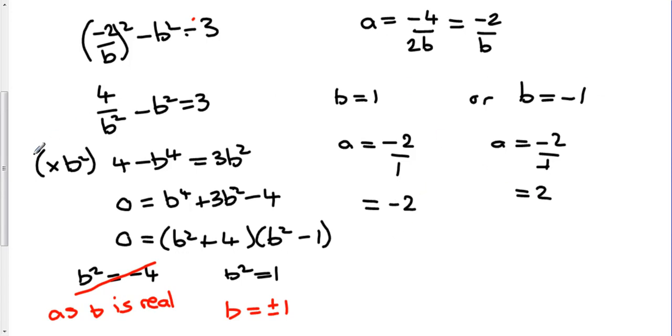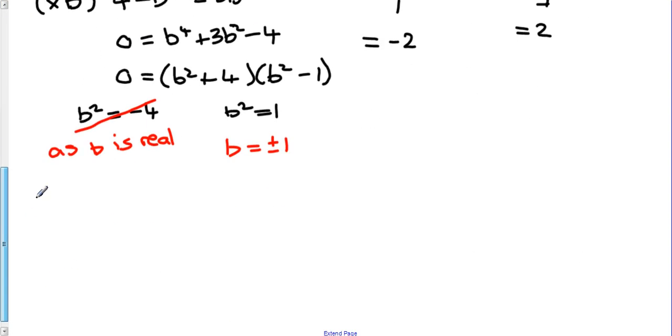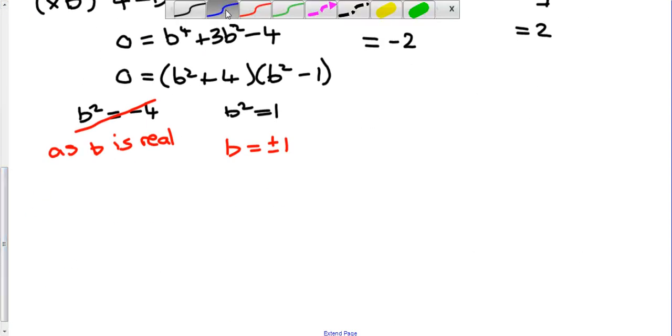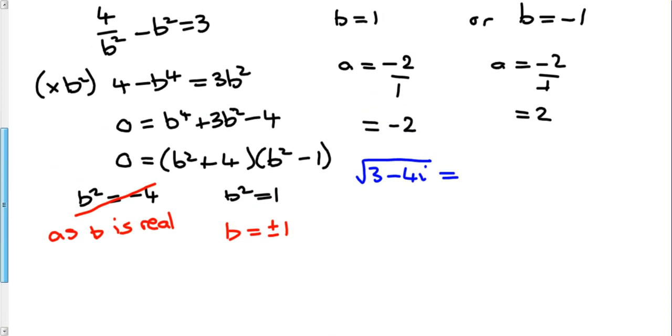Now don't forget, the question asks us to hence find the square root of 3 minus 4i, which is essentially just square rooting both sides of that original expression. So that means the square root of 3 minus 4i is going to be either our first scenario, which is -2 plus i, using these two values here, or our other values of a and b, which is 2 minus i.